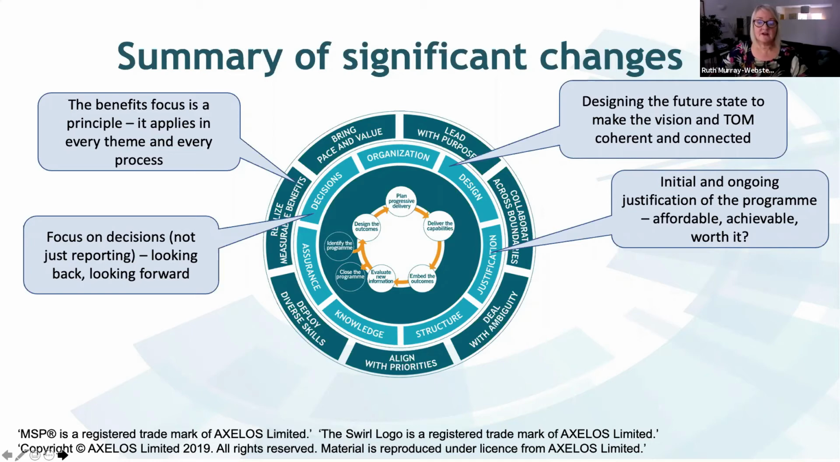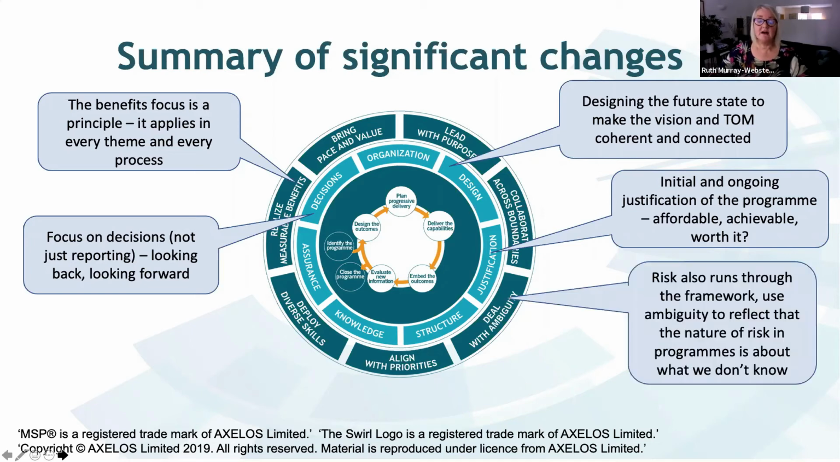Also, we don't have a risk theme, but we have this principle that we've called deal with ambiguity. There was a bit of argument about that, but the view is that risk in programs tends to be about things we don't know. It is about ambiguity. It's not about fundamental, aleatoric uncertainty. It's about ambiguity, and so that's what we call the process there.